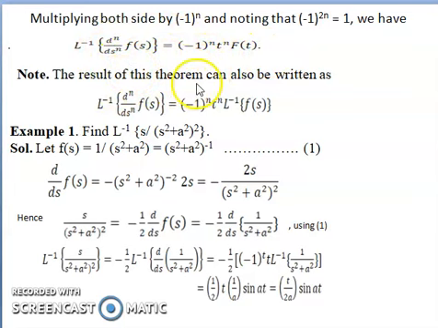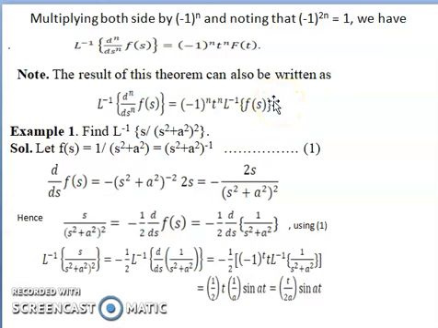Now this result of the theorem can also be written like this: L inverse of d^n/ds^n of F(s) equals (-1)^n t^n L inverse of F(s). So this is also another way of presenting derivatives of inverse Laplace transform.